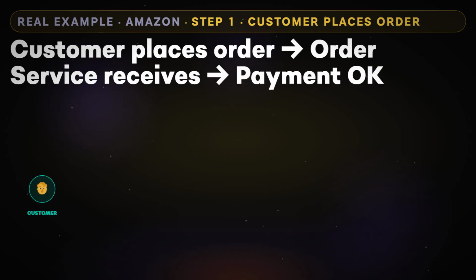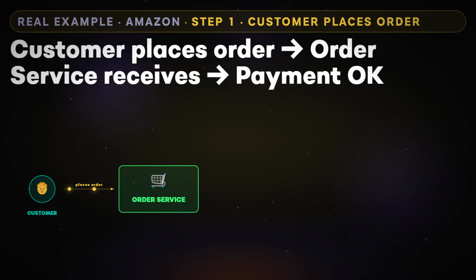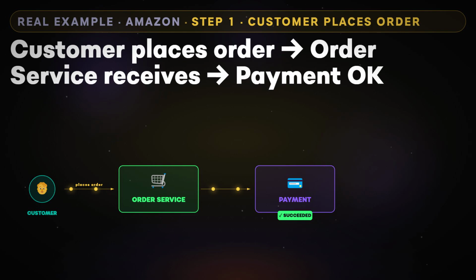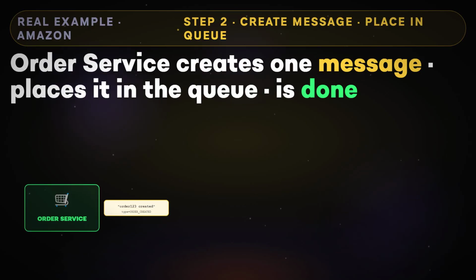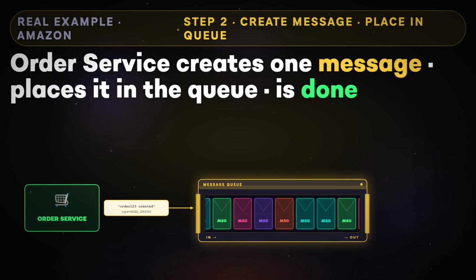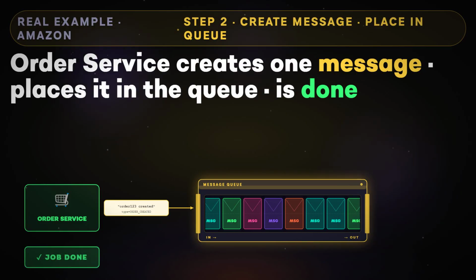Now for the Amazon example, let's walk through this architecture. A customer places an order. The order service receives the request. Payment succeeded. The order is confirmed. Now instead of directly calling multiple services, the order service creates a message, something like order 123 created. The message is placed into a message queue. At this point, the order service is done. The customer immediately sees order successful.